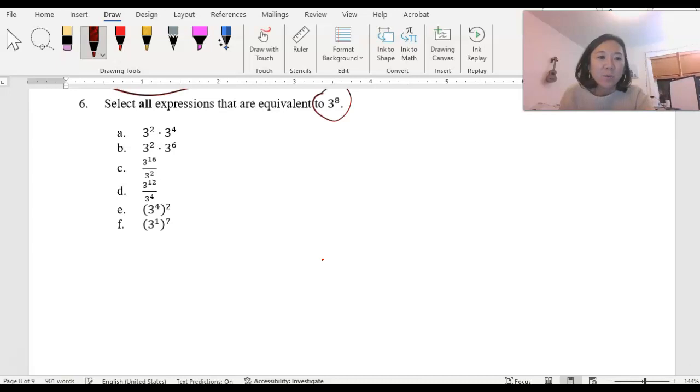All right, your last one says select all expressions that are equivalent to 3 to the 8th power. So remember that when we multiply like bases, we add the exponents. So B would be true. This would be 3 to the 6th power, so that is not true. Likewise, we subtract when we divide. So this would be 3 to the 14th power, so that is not true. This one here would be 3 to the 8th power, because this would be 3 to the 12th minus 4. And then here, when we have an exponent raised to another exponent, we multiply. So that is true. This would be 3 to the 7th power, so this is not true.